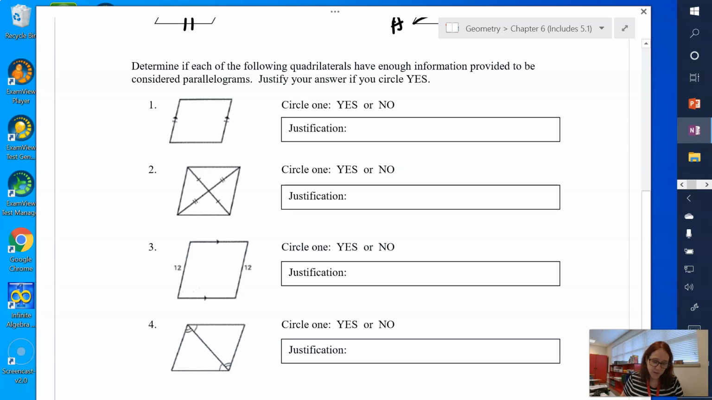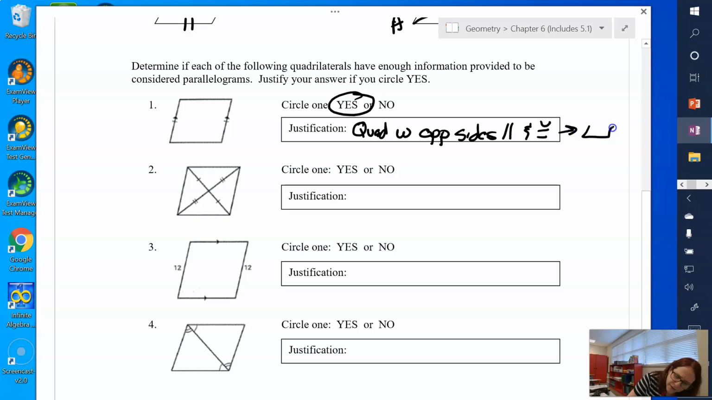So first one: determine if each of the following quadrilaterals has enough information for it to be guaranteed a parallelogram. I look at this first one, and I have the two line segments on the sides. Those are both parallel and they're marked congruent. So I'm going to say yes, and my justification is quad with opposite sides parallel and congruent implies parallelogram.